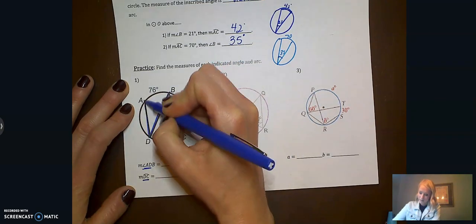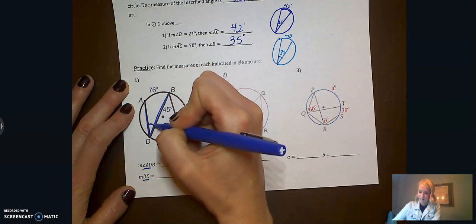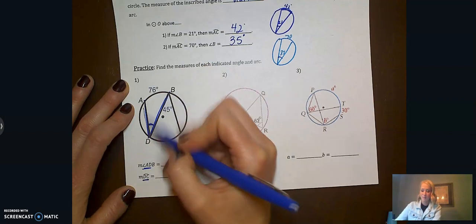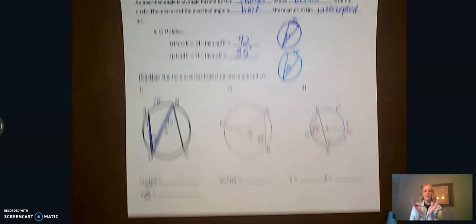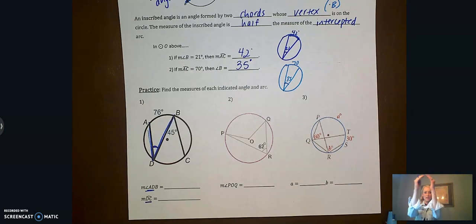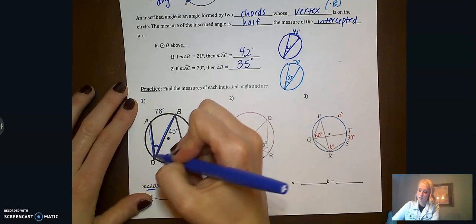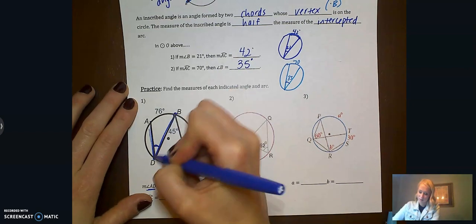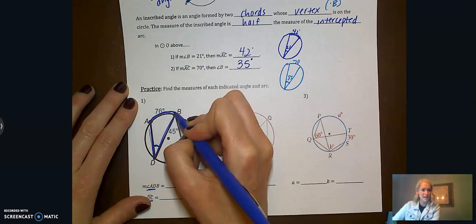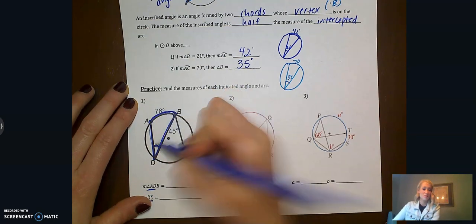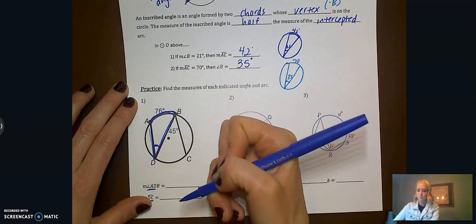ADB. So I want to say this angle right here. Okay, that is an inscribed angle. The vertex is on the circle. It's formed by 2 chords. If you extend the chords and then connect between them, see where they hit the circle, B and A. Connect between B and A. That's the arc that's associated with my inscribed angle.